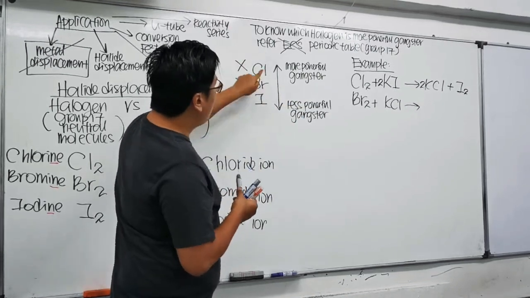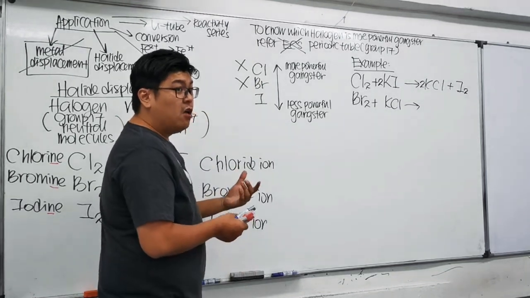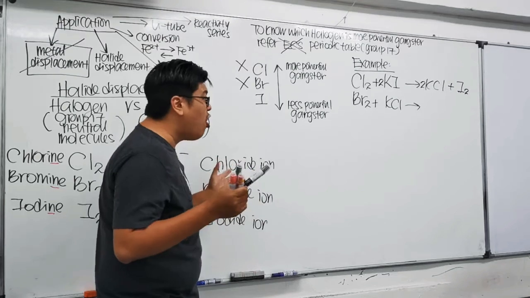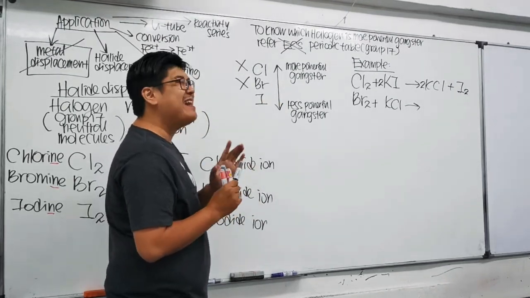Bromine is lower than chlorine. Bromine is a less powerful gangster. So bromine cannot rob anything from the more powerful chlorine. What happened? Nothing.